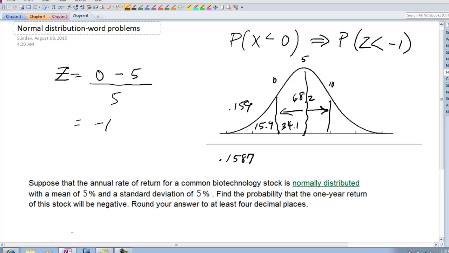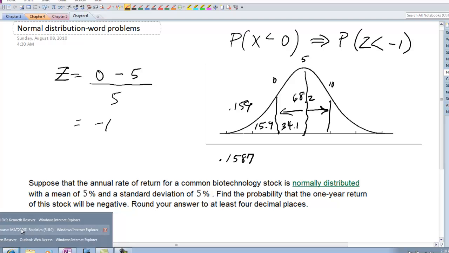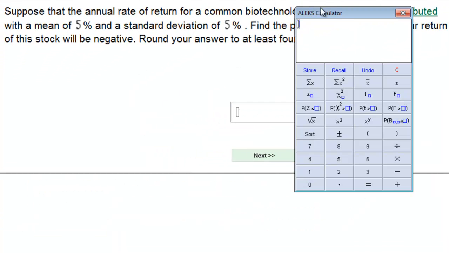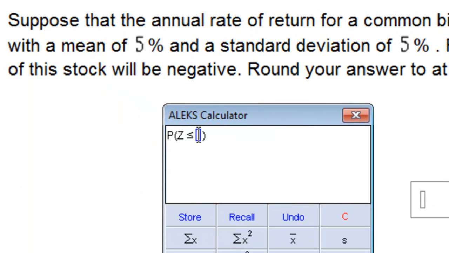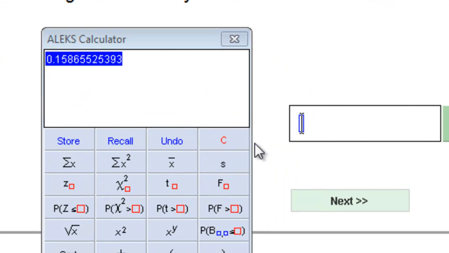Okay. Using the Alex calculator, we can do much of the same thing. Here we go. Alex calculator. Here's the problem. Let me move this over. We're going to do P of Z less than. Let's put it in parentheses. First, we need the z-score in there. Of course, we already know what that is. It's 0 minus 5 over 5, which is just -1. So when we hit enter, we get the same thing. 0.01586, so we round that 6 up to a 7. 0.1587. Okay, and that's it.